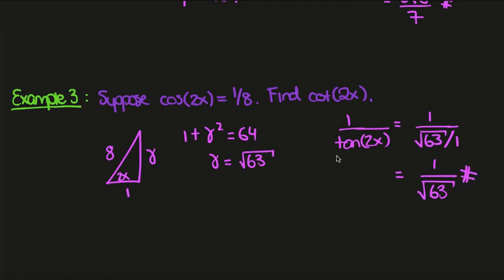I could actually simplify this radical if I wanted, because this is just 9 times 7, so it's 3√7, and then this would actually just be 1 over 3√7, but you can just leave it in the alternative form if you prefer. Okay, that's it for this video.